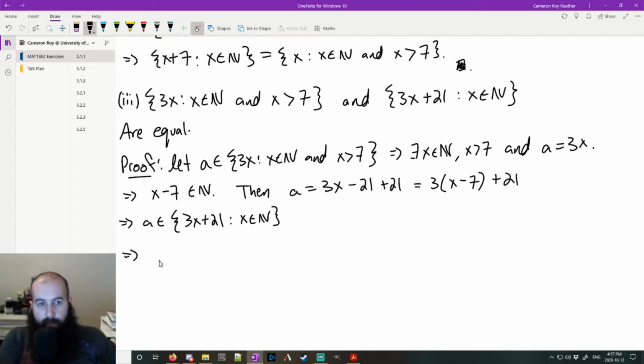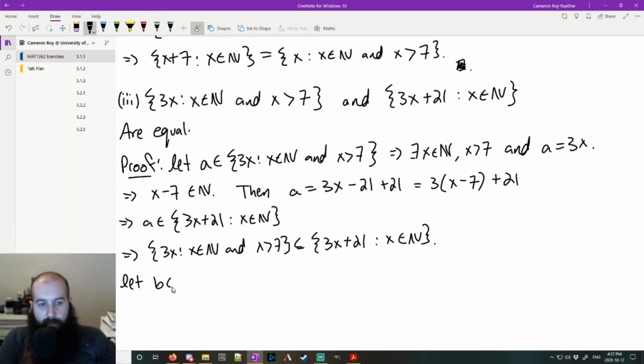And this means that the first set is a subset of the second. For the reverse inclusion, we consider a generic element of the second set. This means that there exists a natural number x such that b is 3x plus 21.